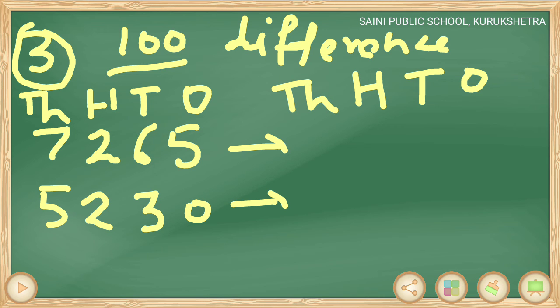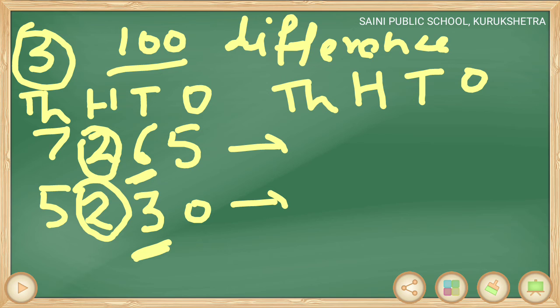So start doing estimation. First of all, which place do we want to round off? We want to round off the hundreds place. Here are 2 and 2 at the hundreds place, which we want to round off. Second step, observe the digit on the right side of the rounding off place. Here is 6 on the right side of 2, which is greater than 5. So 2 will increase by one and it will become 3.